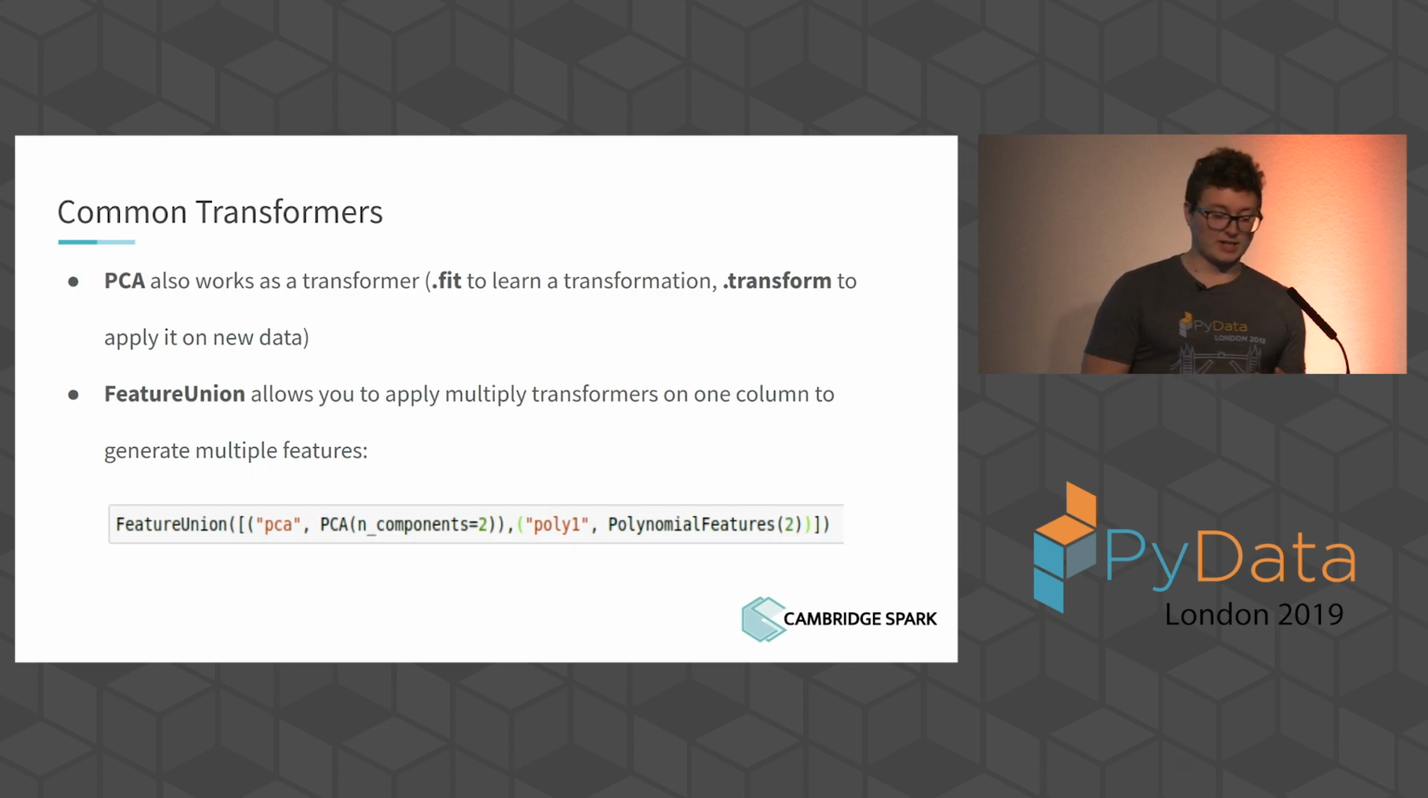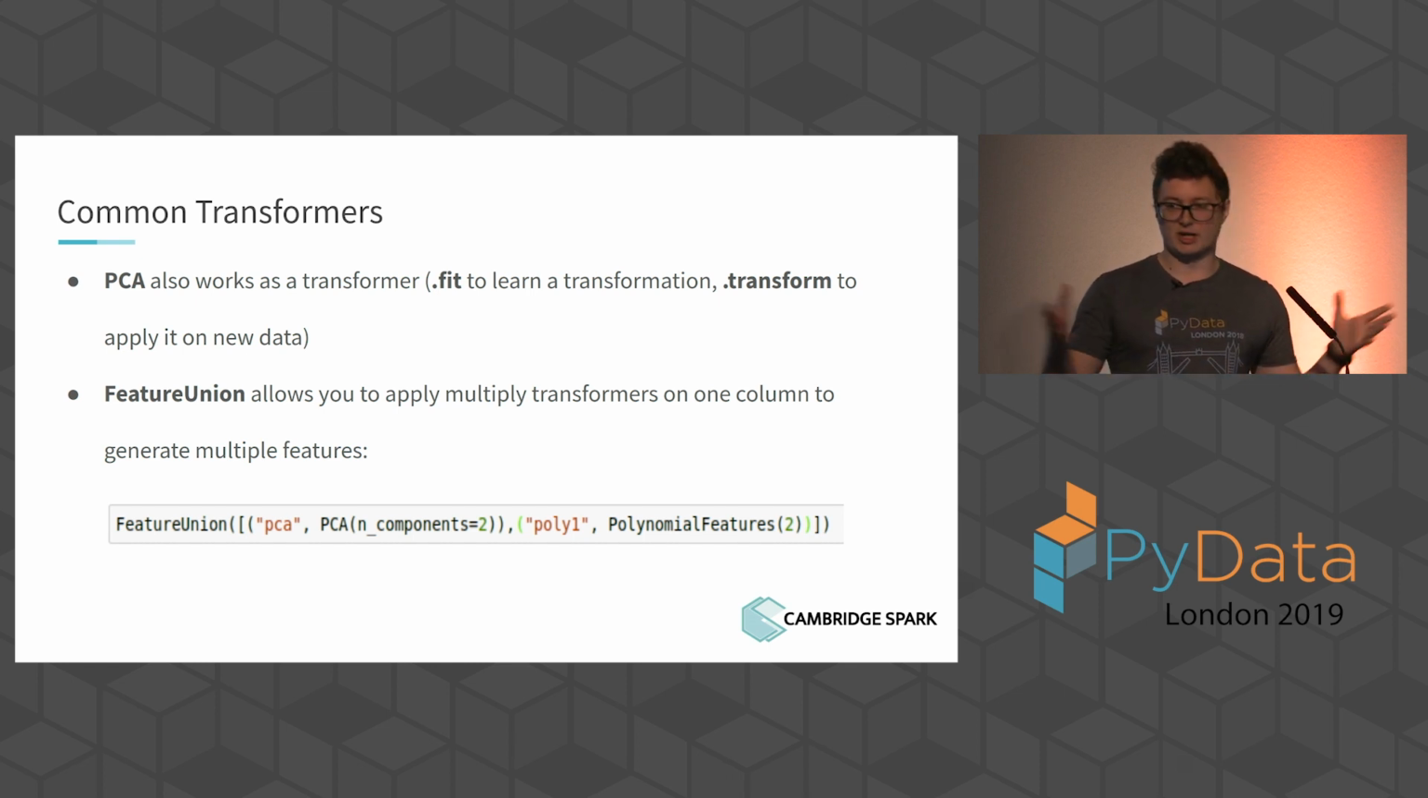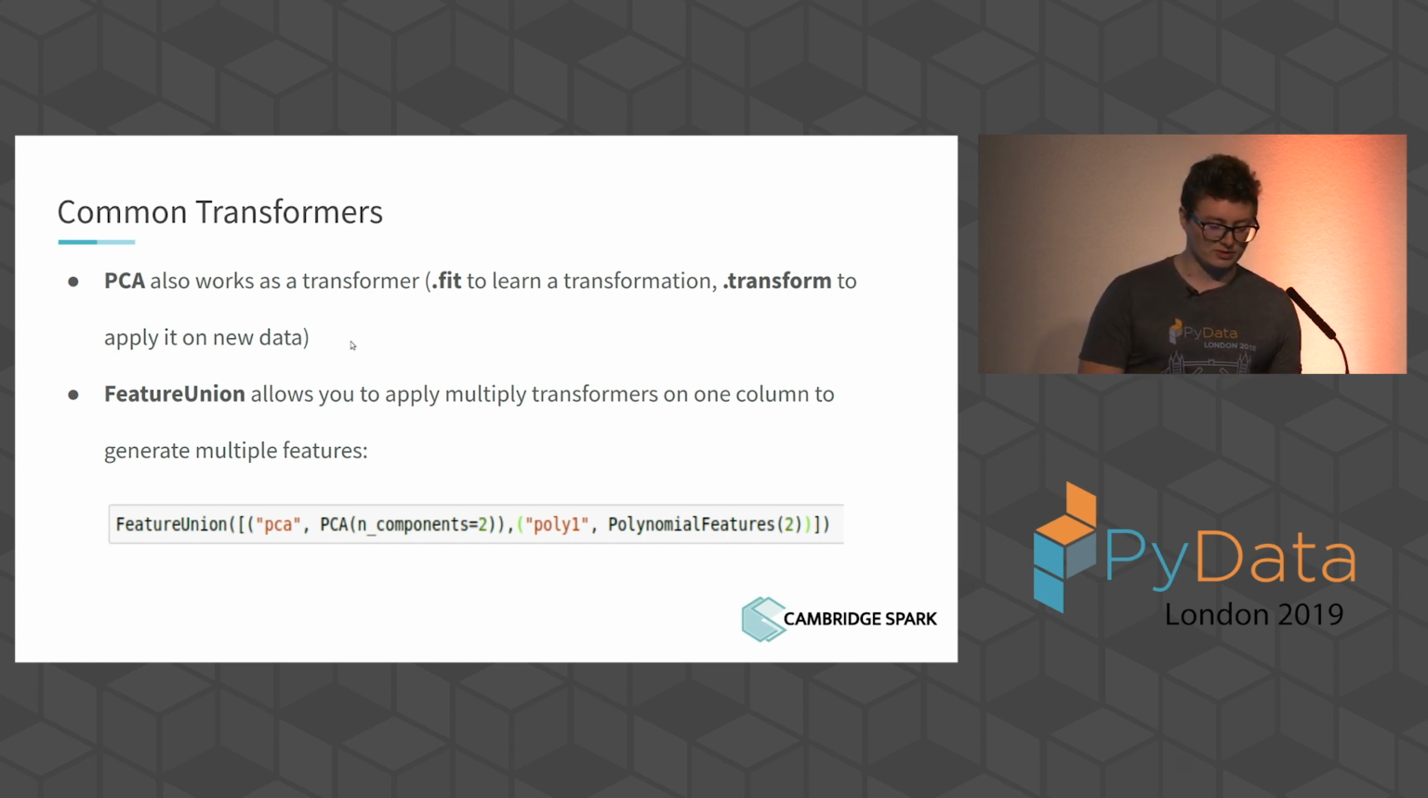Some other examples of transformers. PCA is actually implemented as a transformer with scikit-learn. So it will have a .fit method that allows you to learn the linear combination to go from your original features to the principal components. And then when you call .transform, it doesn't learn anything again. It just applies that transformation.